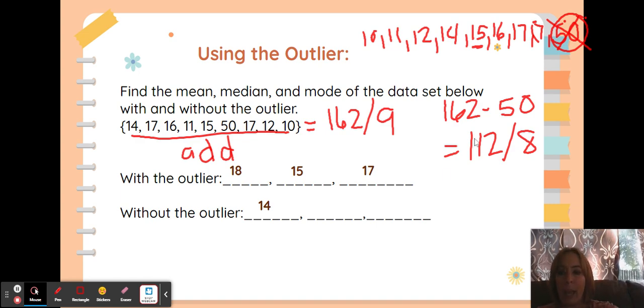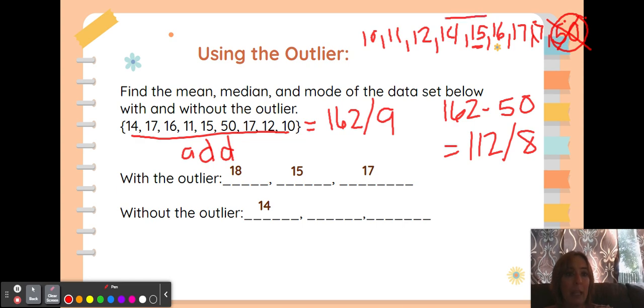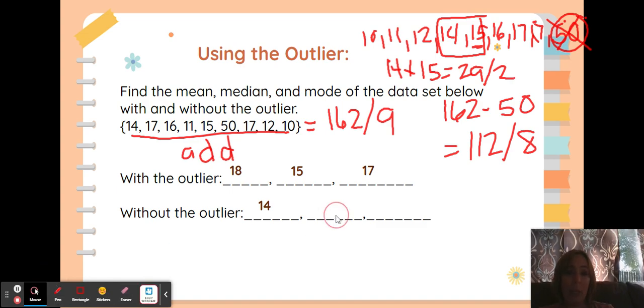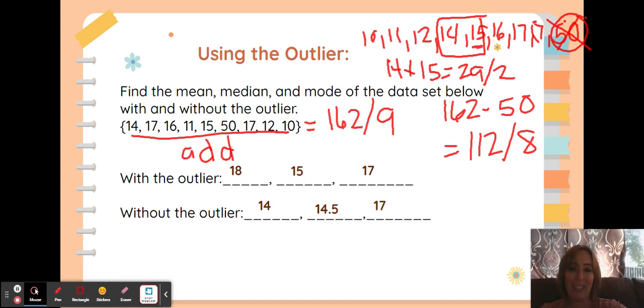Well, now that we have 50 out, let's look for the median, which would be these two numbers. So I'm going to add 14 plus 15, which is going to get me 29. And then to find that median, when you have two numbers, you divide it by 2. Okay? When I divide it by 2, it gives me a median of 14.5. Now, does the mode change? Nope, still 17 no matter what, with or without it.